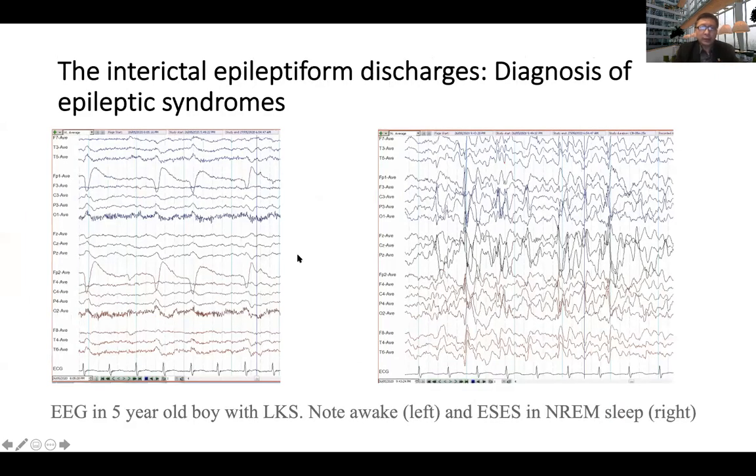Or the interictal epileptiform discharge can help diagnose other epileptic syndromes, like this example of the EEG in a 5-year-old boy who has Landau-Kleffner syndrome. During wakefulness, it looks like a normal EEG with no epileptiform discharge. During non-REM sleep, they show electrical status epilepticus, with epileptiform discharges that come during non-REM sleep. It shows up on the EEG on the right side.